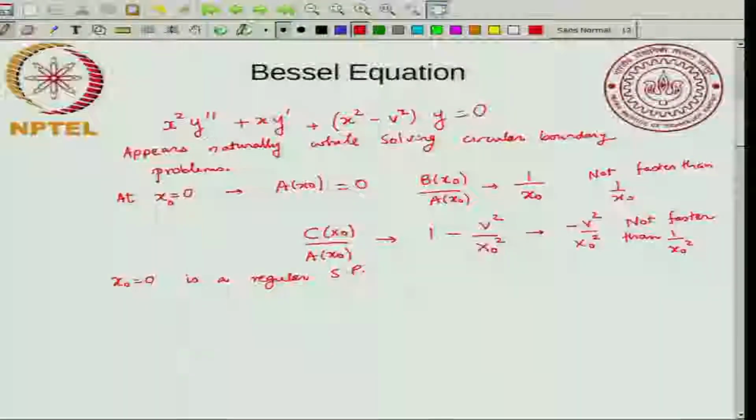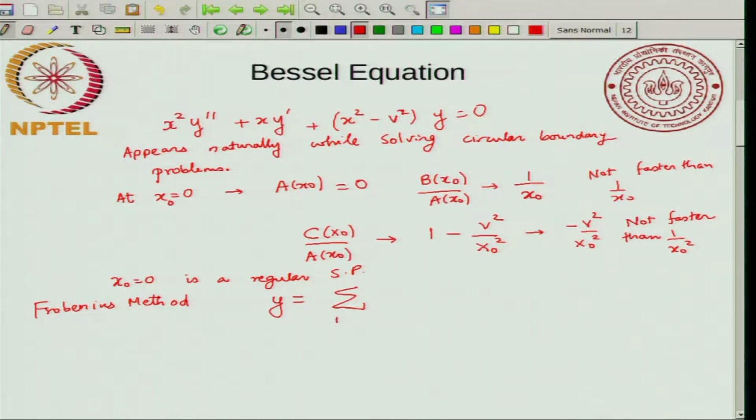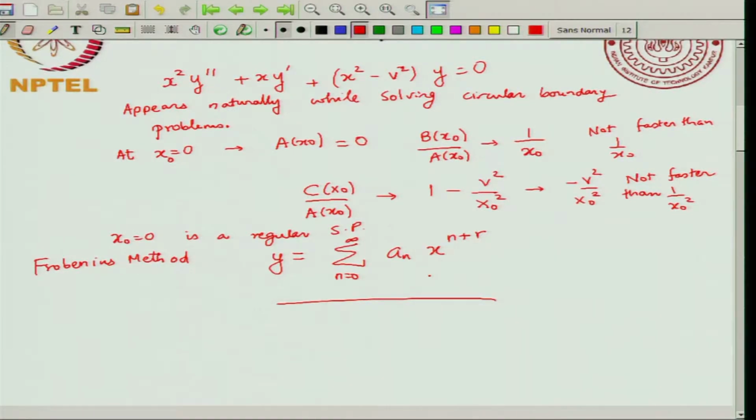Okay. If it is a regular singular point, then I can write my solution. So I can use the Frobenius method and write y is equal to the sum over n equal to 0 to infinity of a_n x raised to n plus r. Okay. So I can write this as a solution. Once you write this as a solution, you can take the first derivative and the second derivative and then substitute in that equation. So let us do that.